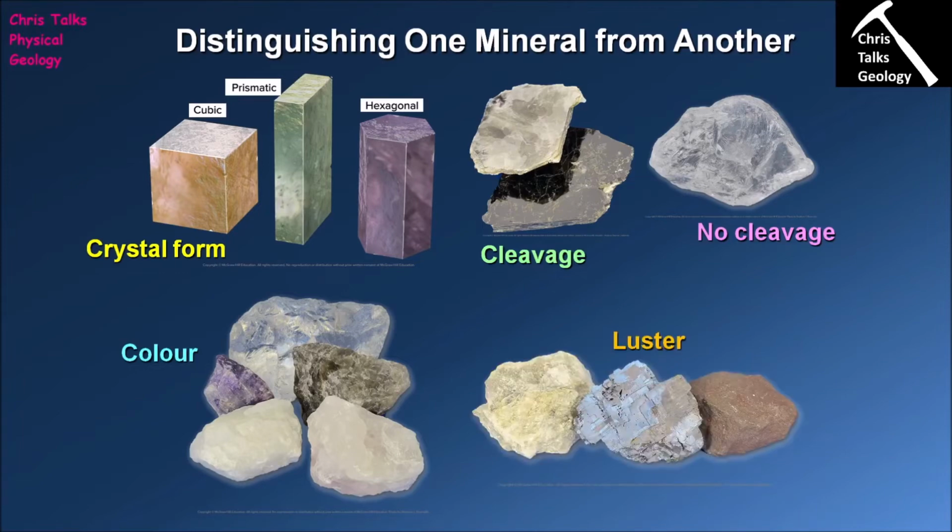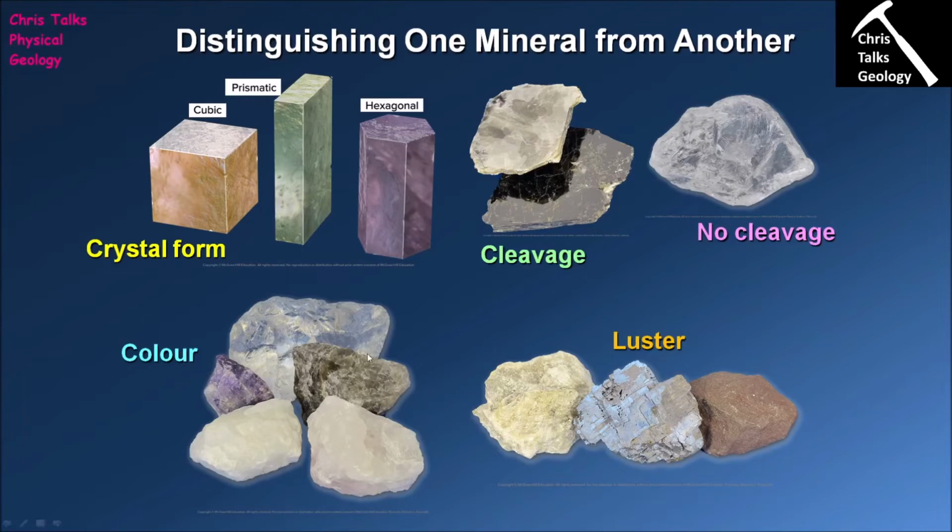The next thing we can use is luster, and luster essentially says, how does the light reflect off the surface of a rock? Now, if we look over here, if we go back to this crystal at the back of the image here, we can see that it looks like a piece of glass. So this is referred to as a vitreous luster. The mineral has a glassy appearance to it.